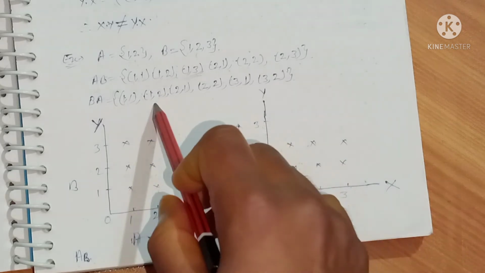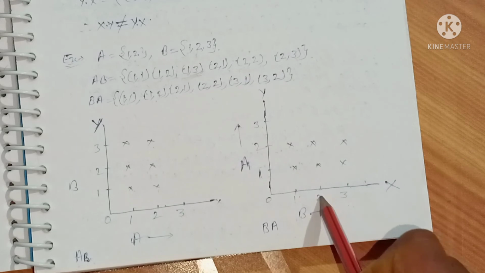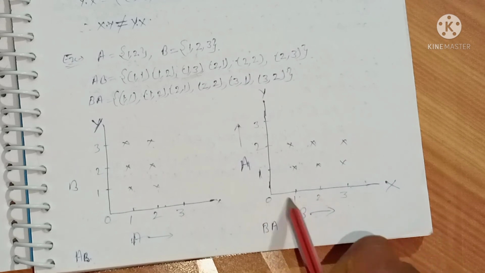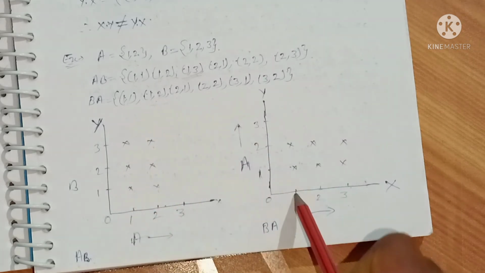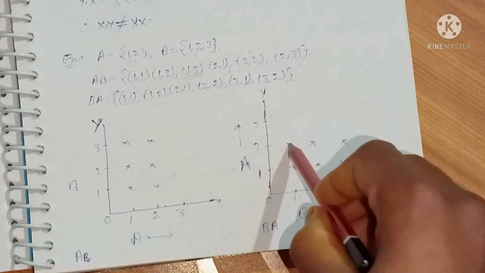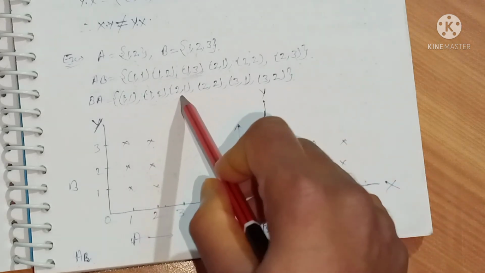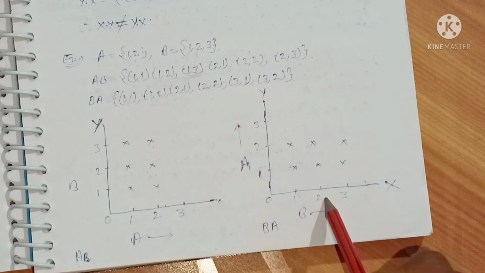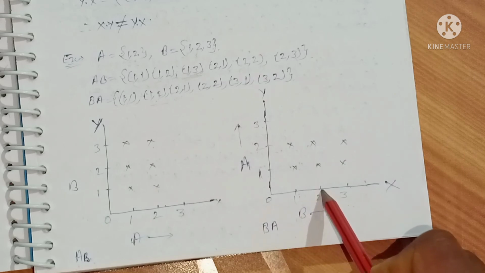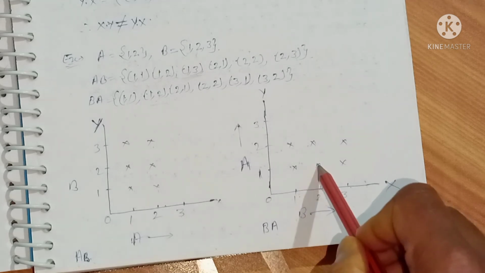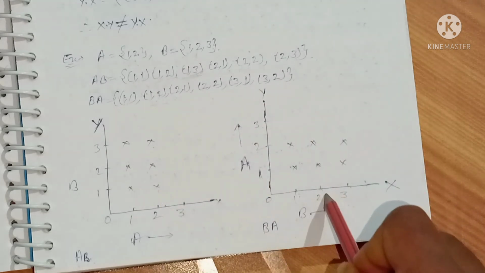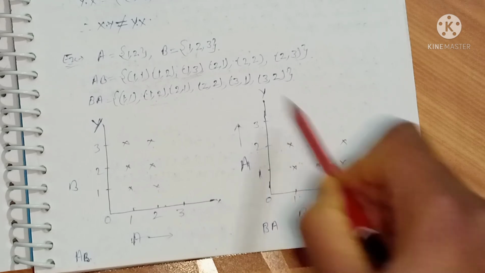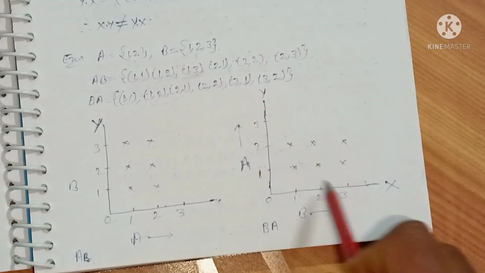Then the second is 1 comma 2. The first element is along the x-axis, so 1, and then the second is 2 along the y-axis. Then the third element is 2 comma 1: 2 along the x-axis and 1 along the y-axis, so here you will reach. In the same way you can find 2 comma 2: 2 along the x-axis and then 2 along the y-axis. If we plot all these points on this graph, you will get this type of pattern.